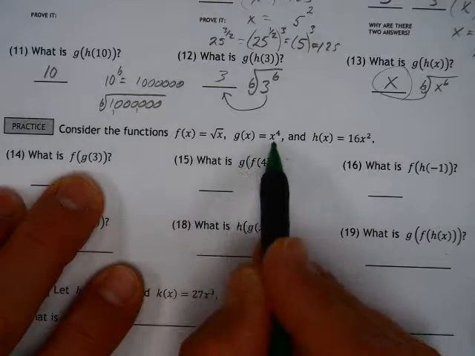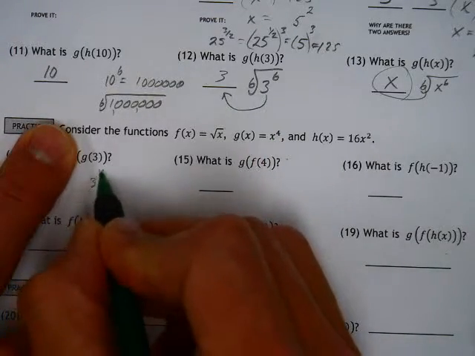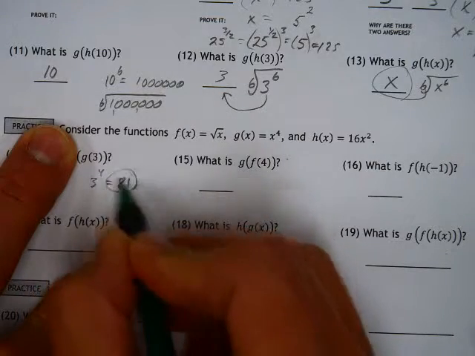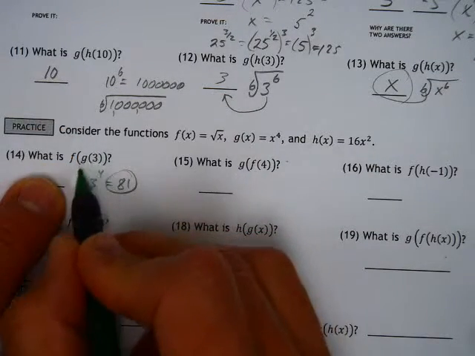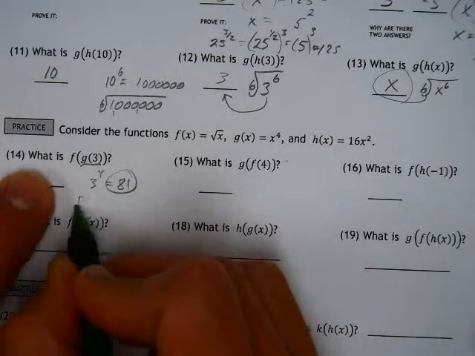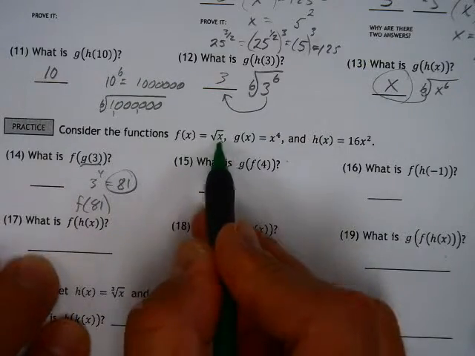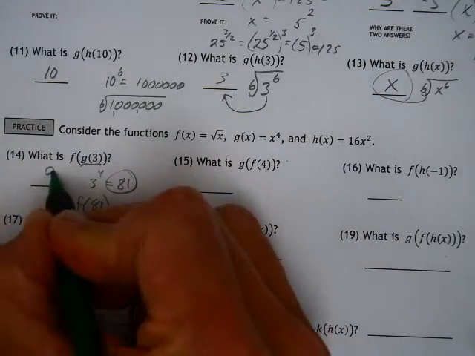G of 3. So you plug in 3 to the 4th power. So if we're ignoring this for a second, 3 to the 4th power is 81. So we're going to take the 81 and plop it into F, because this is saying whatever this gives me, I'm then going to plug into F. So F of 81, what does F say? Well, that's the square root. Square root of 81 is 9.